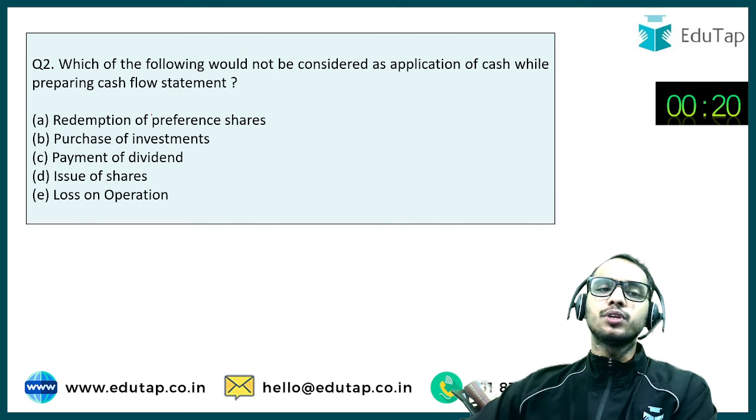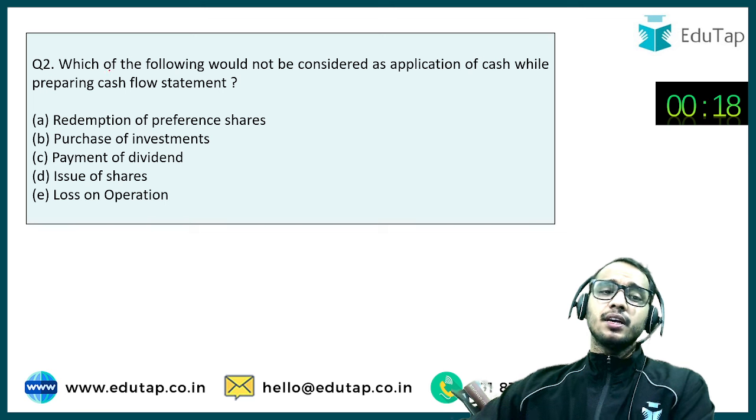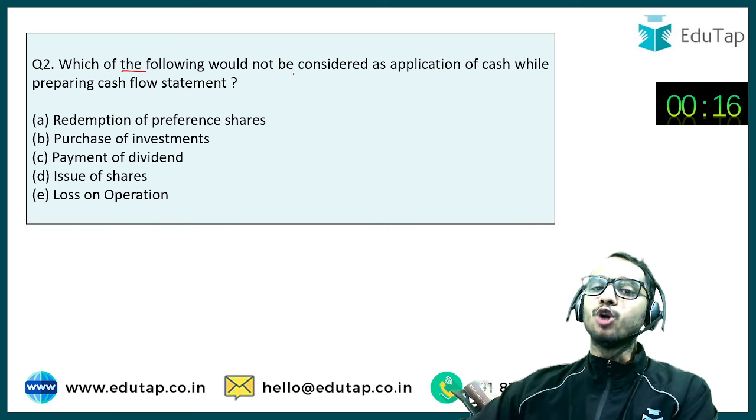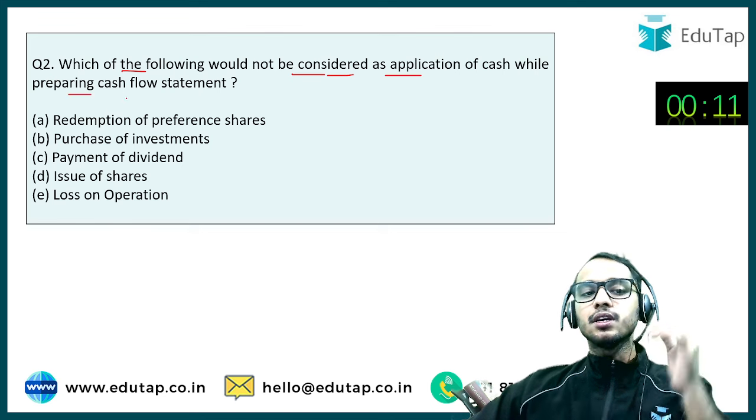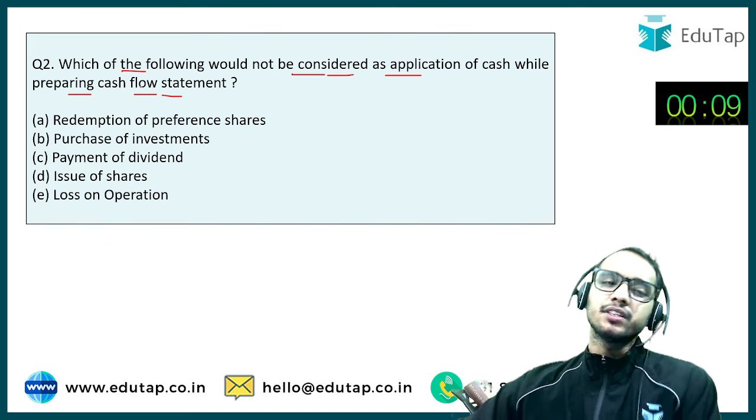Now let's move to the second question of the day. It says, which of the following would not be considered as the application of cash while preparing the cash flow statement? Now see what is happening here.